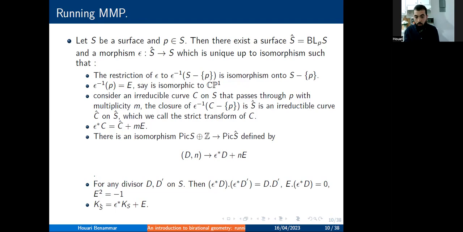Okay, and there is an isomorphism between the Picard group of the blow-up and the Picard group of S plus Z. So that means exactly that when we take blow-ups, the Picard group grows. Okay, and this isomorphism is defined by this map.